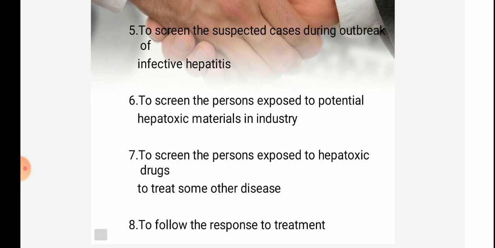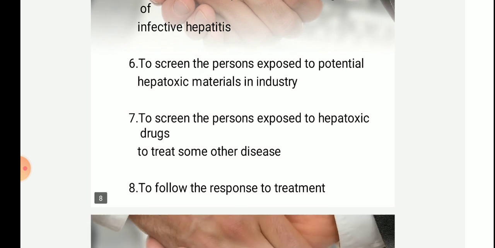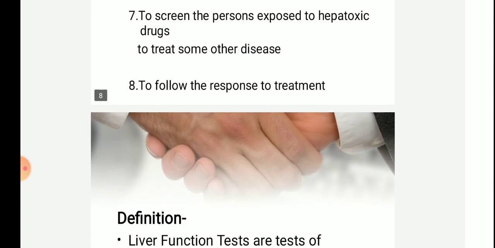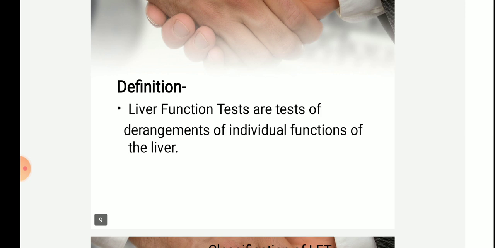To screen suspected cases during an outbreak of infective hepatitis, the outbreak could be hepatitis C or hepatitis A, these are the screening tests. To screen persons exposed to potential hepatotoxic materials in industry. To screen persons exposed to hepatotoxic drugs, all screening tests. And to follow the response to treatment.